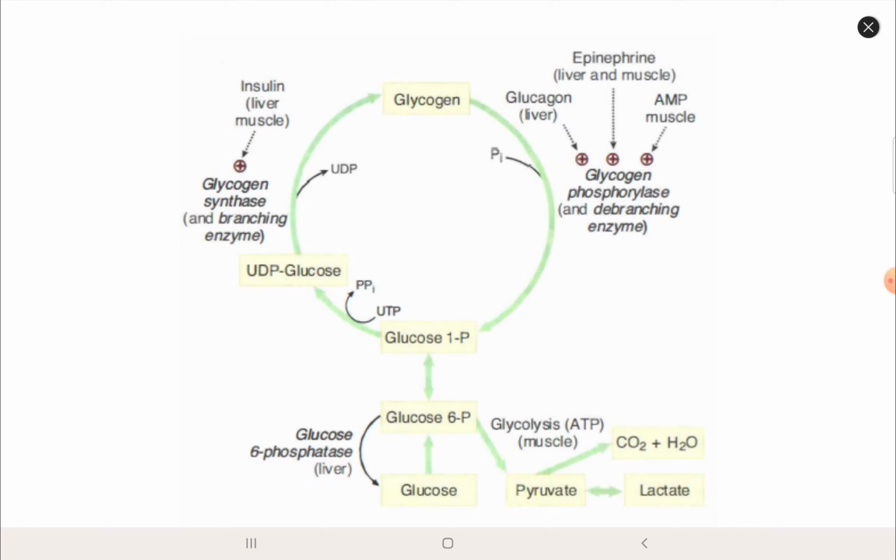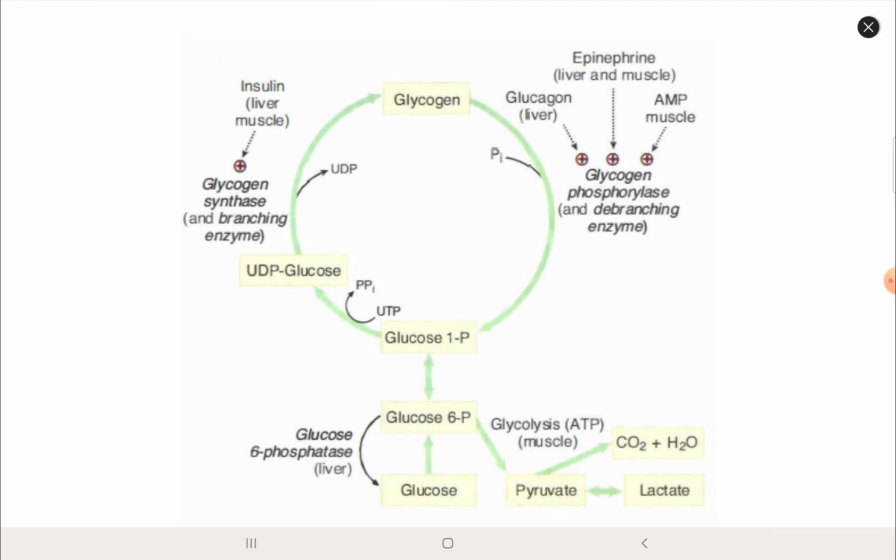In case of stress, there are hormones called glucagon and epinephrine. These are hormones of fight and flight. They stimulate degradation of glycogen. While the other hormone, insulin, stimulates formation of glycogen. This is one of the examples of hormonal regulation of metabolic processes.